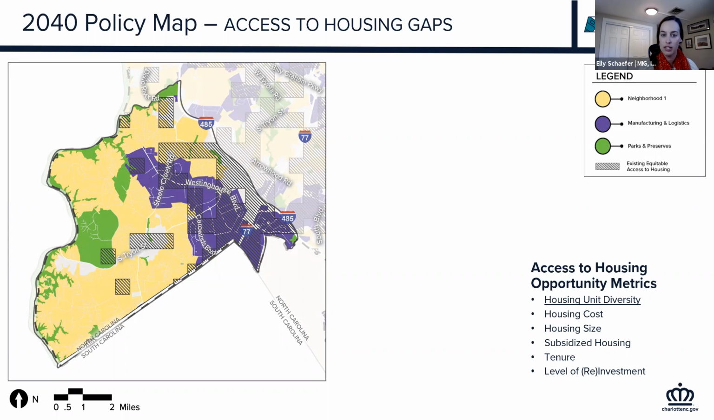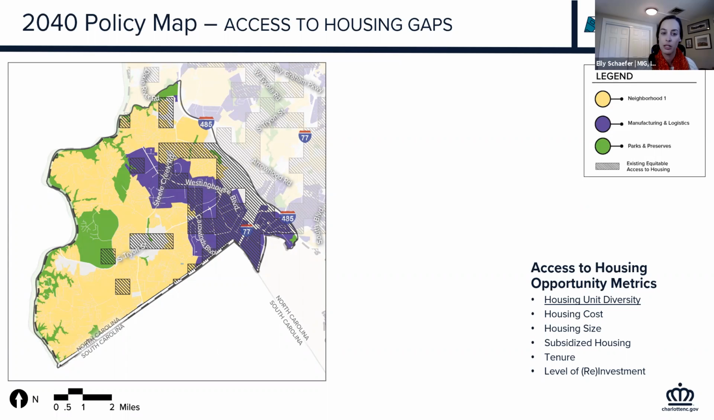So on this map, areas outside the black diagonal hatches were identified as lacking access to housing diversity. So again, outside the black hatches, lacking access to housing diversity currently. So this means you can't easily find a variety of housing types in these areas. The bullet points on this page are the metrics that were used to understand where access to housing is currently lacking during the comprehensive plan.